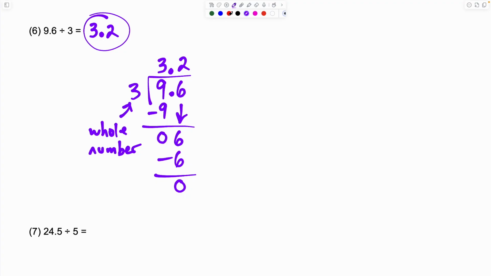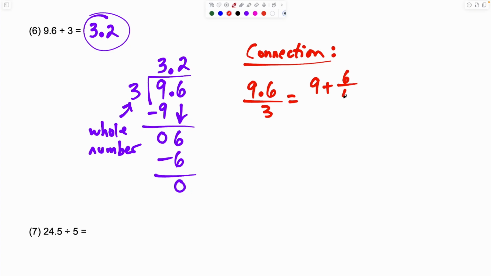Now, one thing I want to point out here, just to make a connection, is that we could think of this in terms of fractions altogether. So what I want to do here is I'm going to rewrite this question as 9.6 divided by 3. And then I'm going to write this in expanded form above. So this is the same thing as saying 9 plus 6/10, and I'm dividing by 3. And when you have a fraction like this with a sum, you are allowed to break a fraction like this up into 2 pieces. So I could say 9 over 3 plus 6/10 divided by 3.